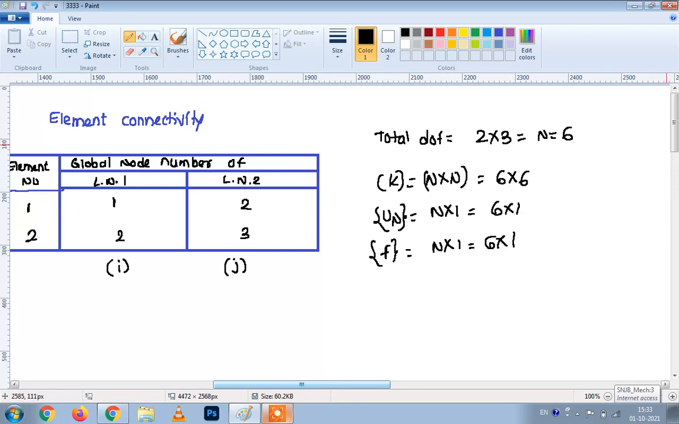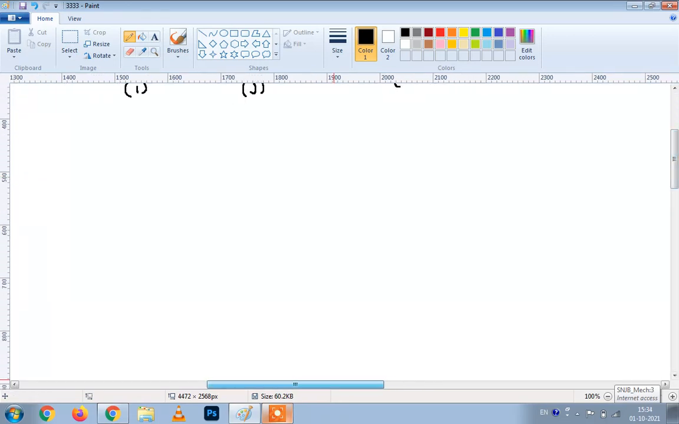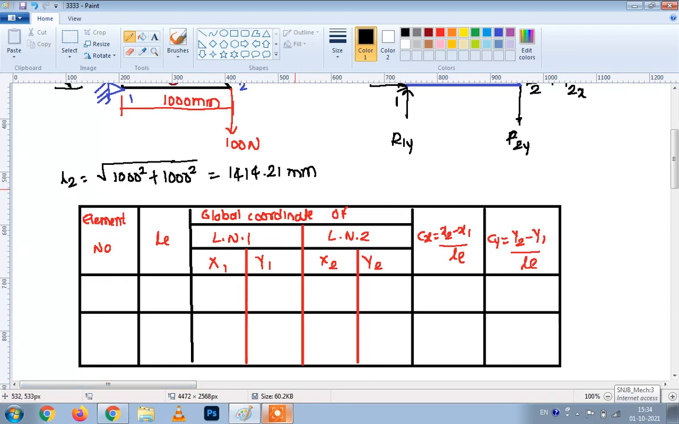Now we have to find the coordinates to find the values of Cx and Cy, because in the formula of the stiffness matrix we need the values of Cx square, CxCy and Cy square. So for element number 1 as well as element number 2, we have to find these two values. So this is the value of L2.